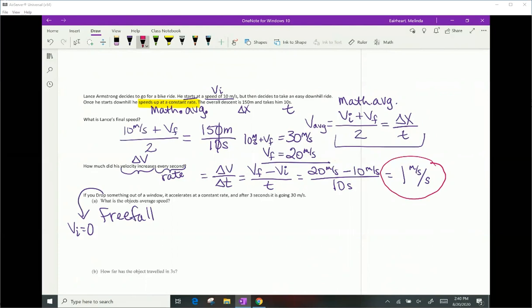Okay, so for the final speed, part A, I used the mathematical average and the definition for average velocity. This is our displacement over time, right? I didn't totally write it out, but the average velocity for this is 15, right? 150 divided by 10. But for final velocity, I didn't get 15, I got 20.